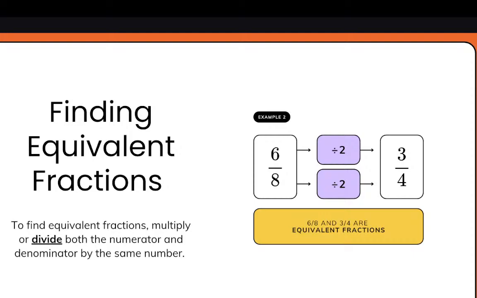So before we move on, let's practice together. If 1/2 equals 2/4, what would 1/2 equal if I multiplied both the numerator and the denominator by 3? Okay, here's the final answer. 1 times 3 is equal to 3, and then 2 times 3 is equal to 6.